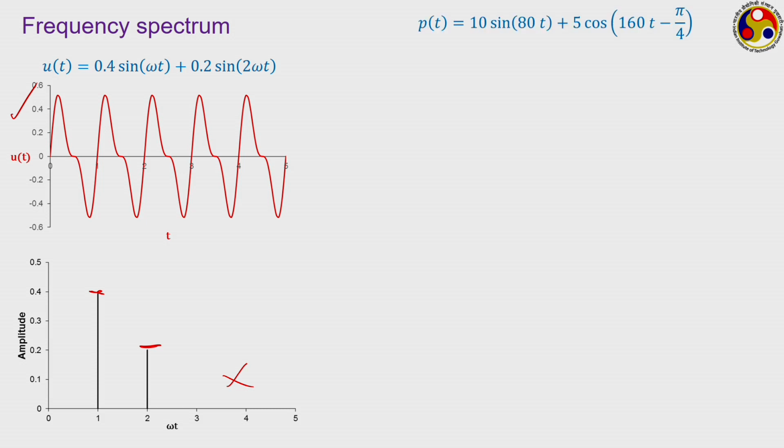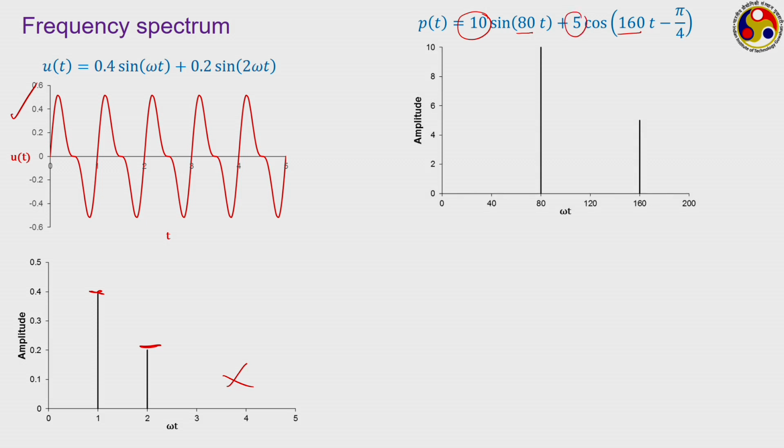What about this one? Here we have two modes present. One frequency is at 80, another frequency is 160. Corresponding to 80 you have an amplitude of 10, corresponding to 160 you have an amplitude of 5. So, if we plot that, this is what we get. Of course, this representation is not showing anything about the phase lag. There are other ways of representing that which we are not going to discuss.